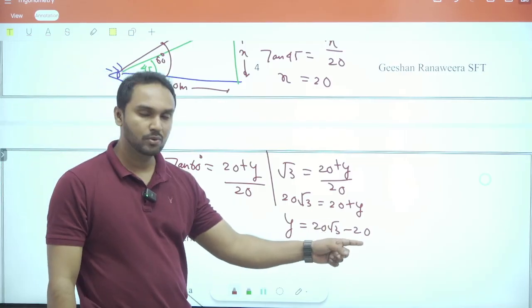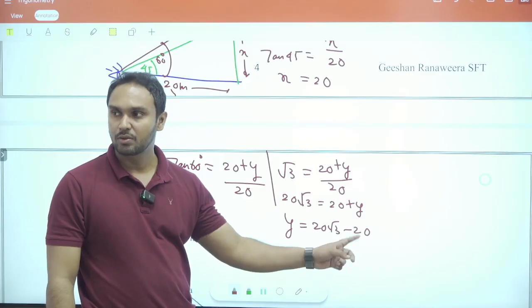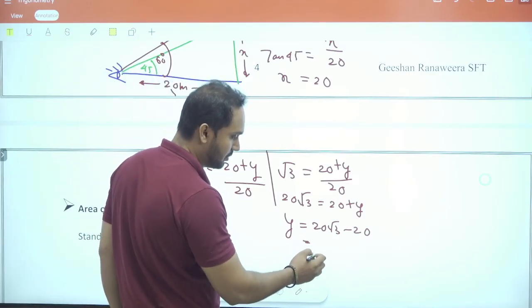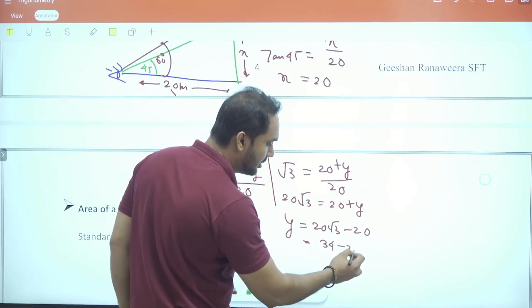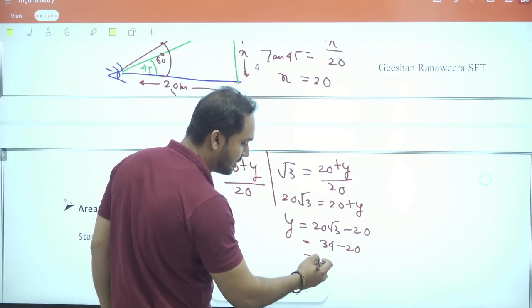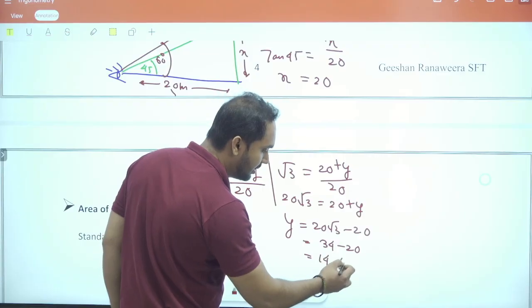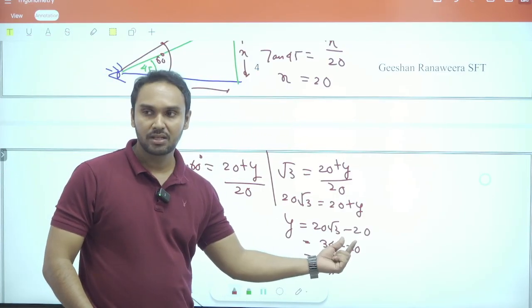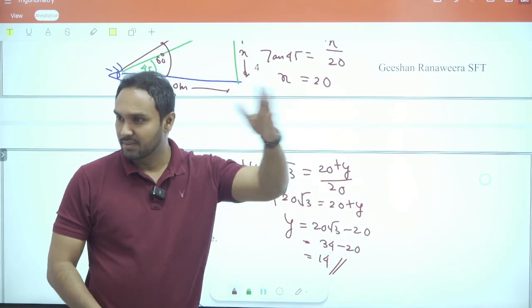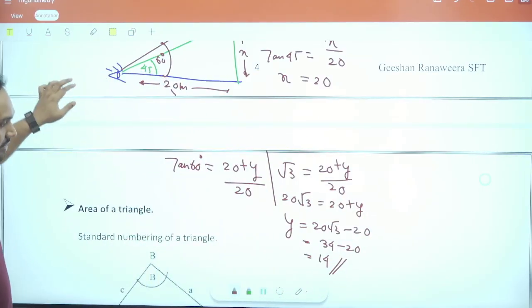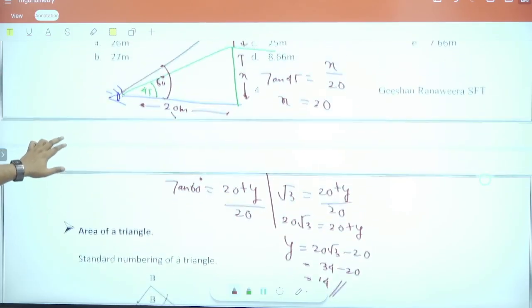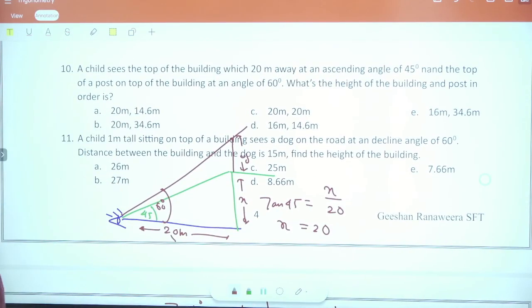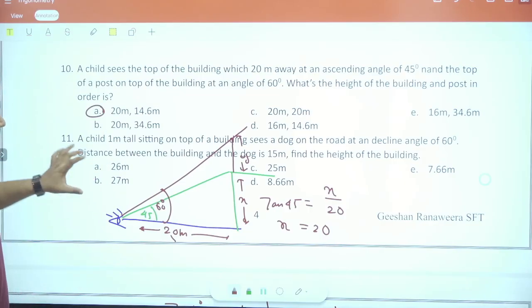So 1.7 into 20 is how much? 17 into 2, that will be 34. So 34 minus 20, approximate answers, so 14 will be y. That is approximately. If you take the exact value of root 3, that will be 1.72 something. So I am taking the approximate value. So the post is 14, building is 20. So the answer is 14.